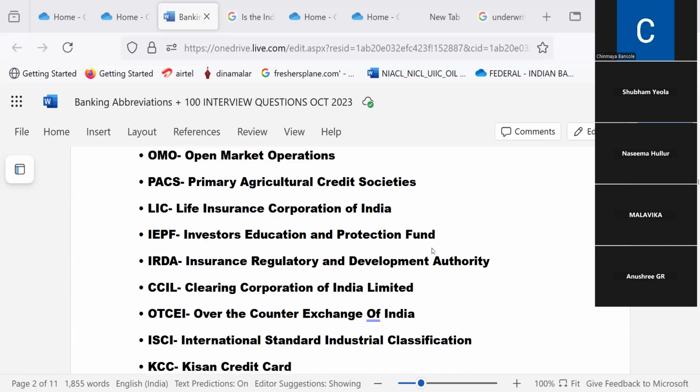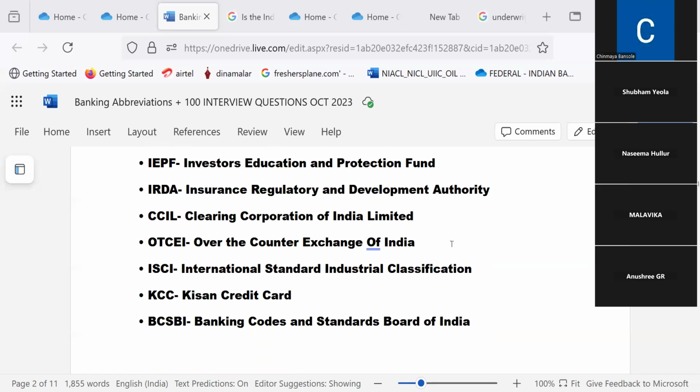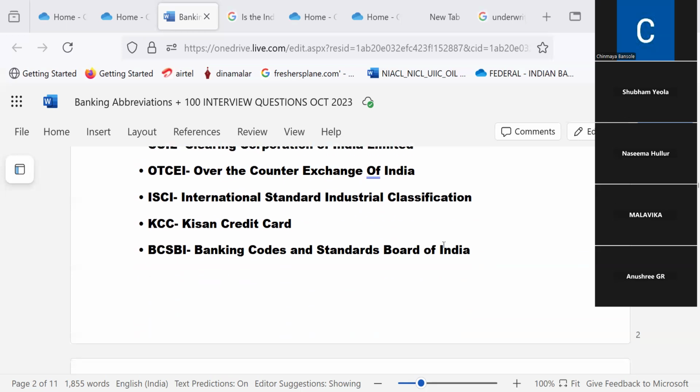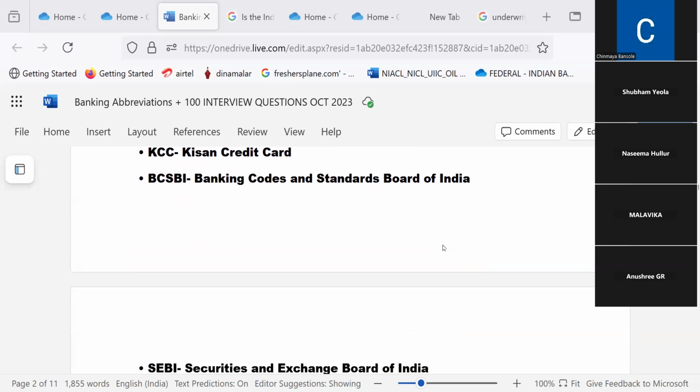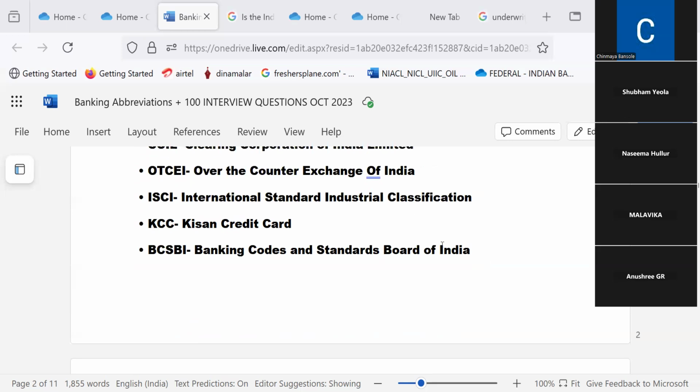IEPF, Investors Education and Protection Fund, IRDA, Insurance Regulatory and Development Authority, CCIL, Clearing Corporation of India Limited, OTCEI, Over the Counter Exchange of India, ISIC, International Standard Industrial Classification, KCC, Kisan Credit Card, BCSBI, Banking Codes and Standards Board of India. Very good. Anushree?